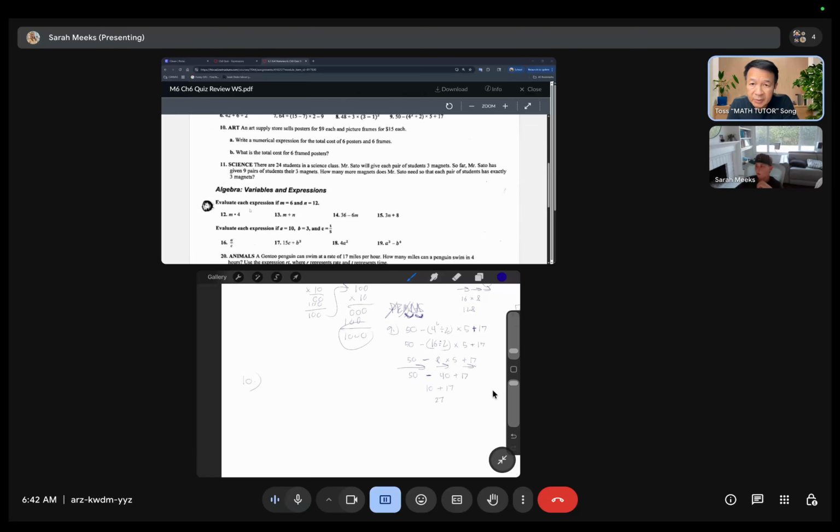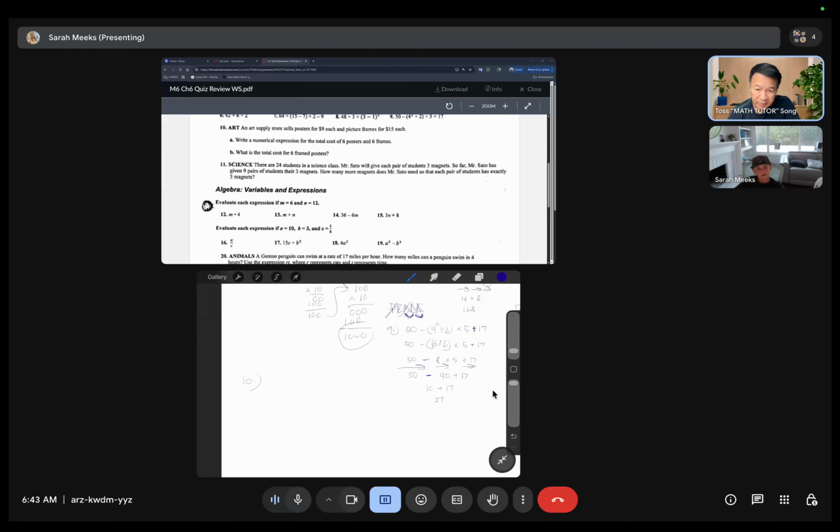Okay, so let's see. Number 10, it's interpreting algebraic or verbal sentences. So yeah, it's something you have to get used to. All right, an art supply store sells posters for $9 each and picture frames for $15 each. Okay, fine. A, write a numerical expression for the total cost of 6 posters and 6 frames.